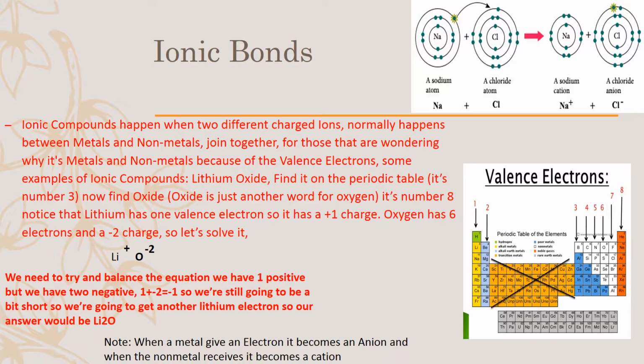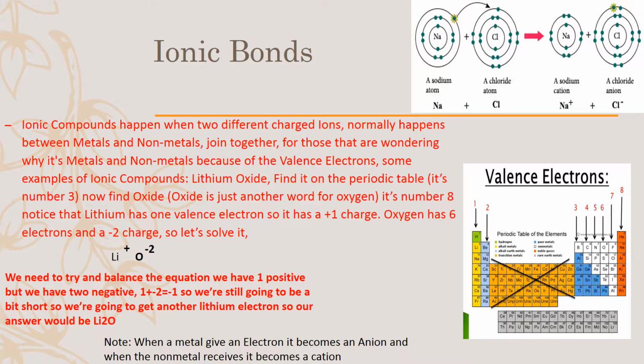All of the atoms want to reach the perfect number, which is 8. So by doing so, they join. Now, we have 1 positive lithium, and according to math, 1 plus -2 will give us -1. So we'll still have 1 negative charge of oxygen. So what we're going to have to do is add another lithium atom to balance the equation. So it's going to be Li2O.